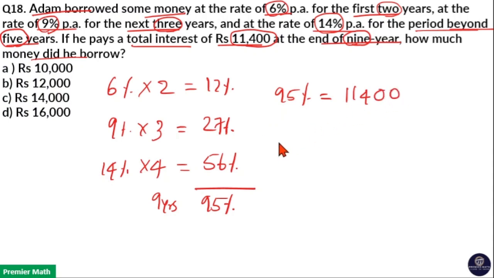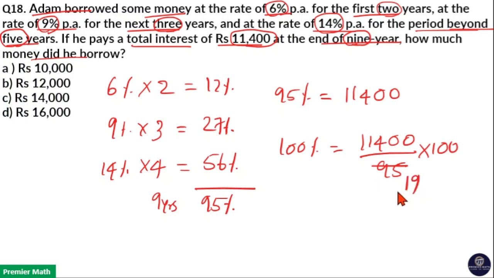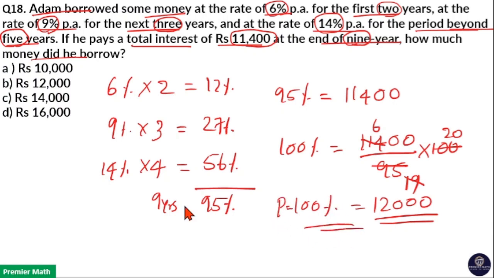Now, we have to find the principal. Principal is 100%. 100% is the sum. That is the principal. If 95% is 11,400, then 100% is 11,400 divided by 95 into 100. Now, 5 goes 19 times in 95. And 5 goes 20 times in 100. Then here this digit is 4. If I multiply 19 with 6, 19 into 6 is 114. So 600 into 20, 12,000 rupees is the sum here. That is the principal here. So option B is your answer.